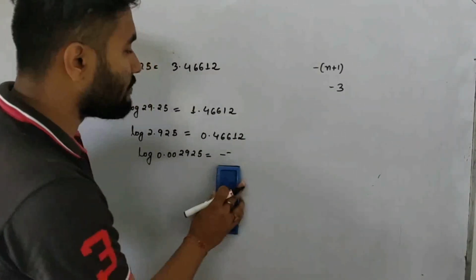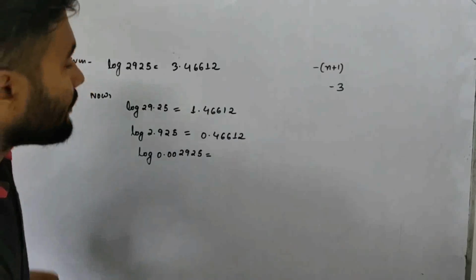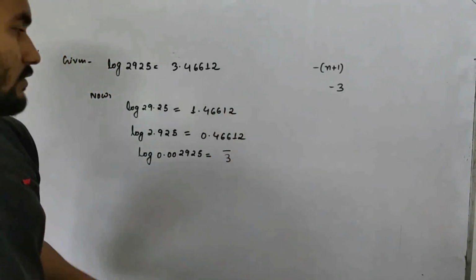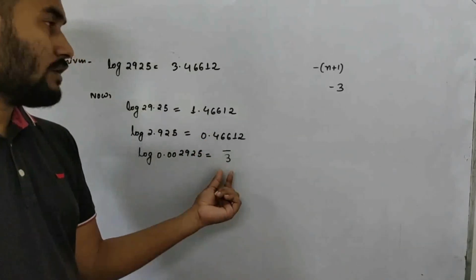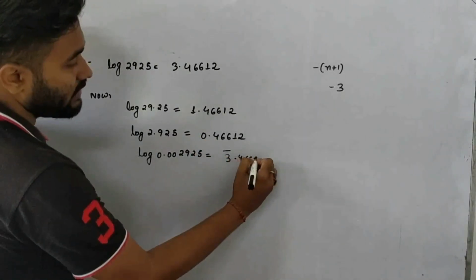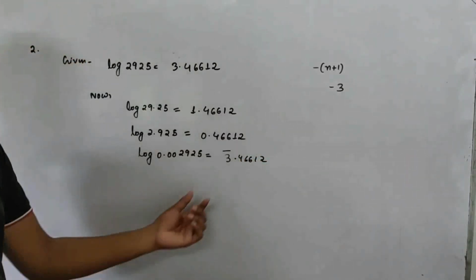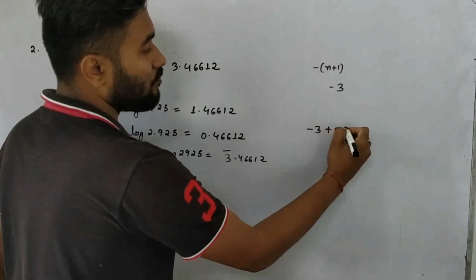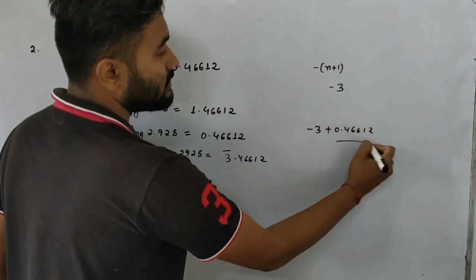Your characteristic is minus 3. So how do we write that? We write it as 3 bar. You have done that in class 9. We use 3 bar, which means only the minus 3. So 3 bar point 46612 means that only the 3 is minus, that is, minus 3 plus 0.46612. This is the meaning of it.